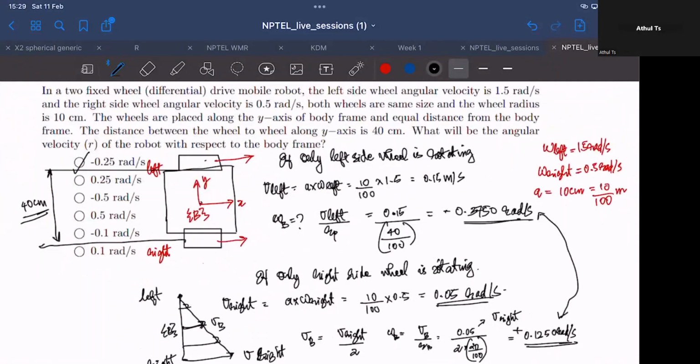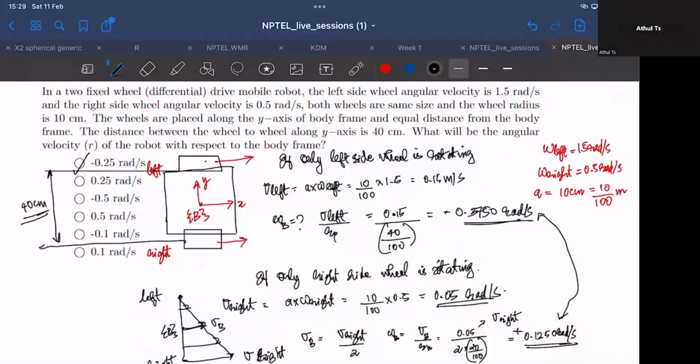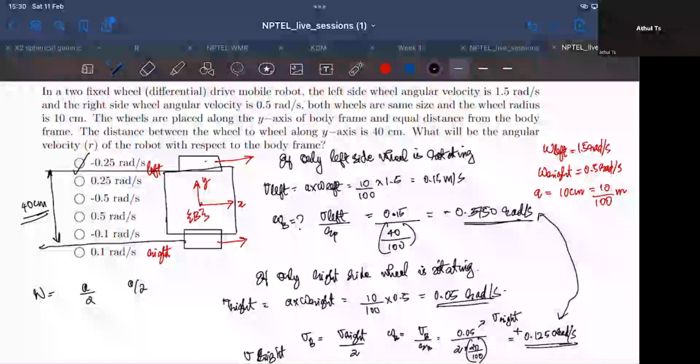So there is also another way. You might have already studied the wheel transformation matrix. If you simply substitute all these values in that matrix, you would still get the right answer. So in case of a differential wheel drive, what is your wheel transformation matrix? W would simply be A by 2, A by 2, 0, 0, minus A by 2D, A by 2D.